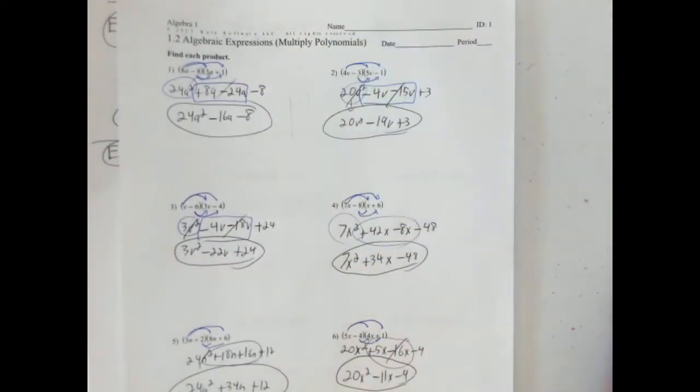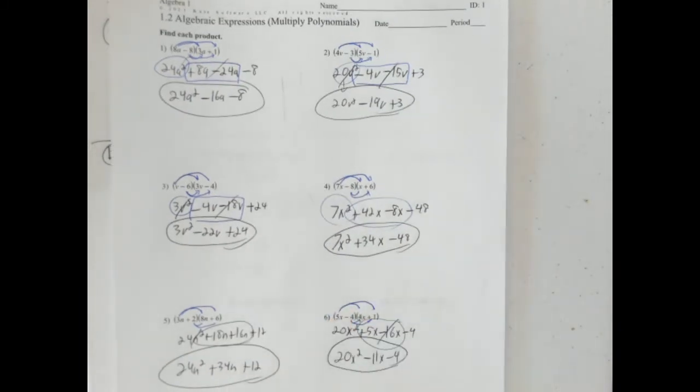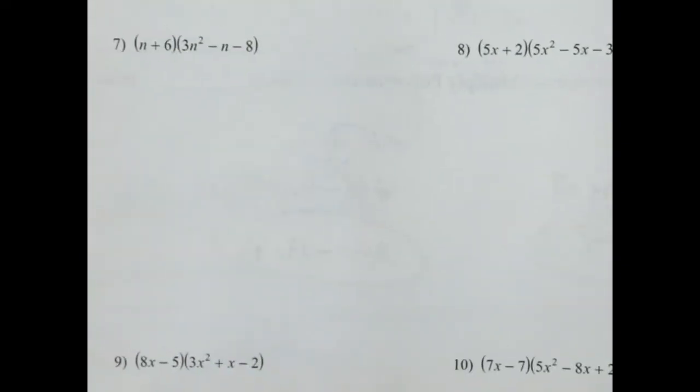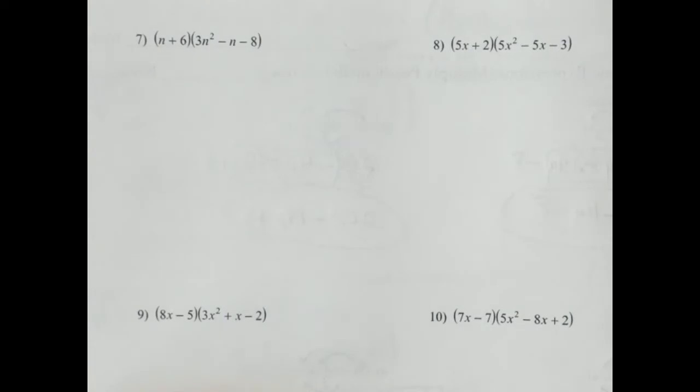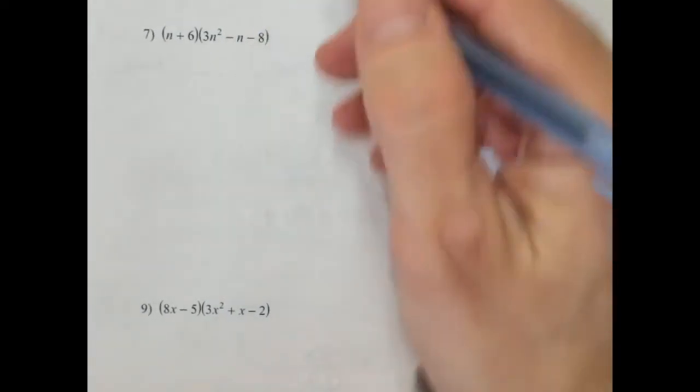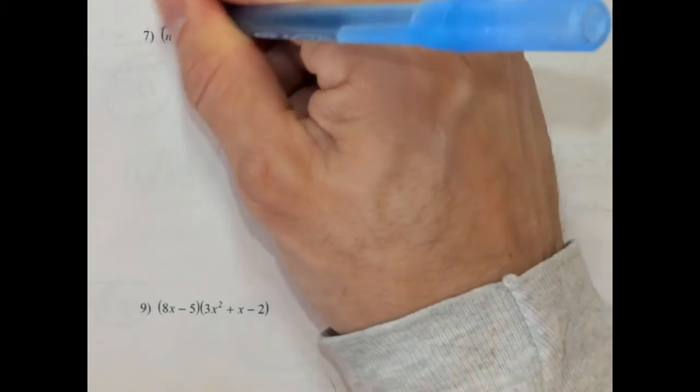For a second before I switch it. Okay. Let's go to the other side. Right, so we've got a binomial and a trinomial here. So this is why I said I'm not a big huge fan of FOIL. So we're going to distribute the n to these three terms.